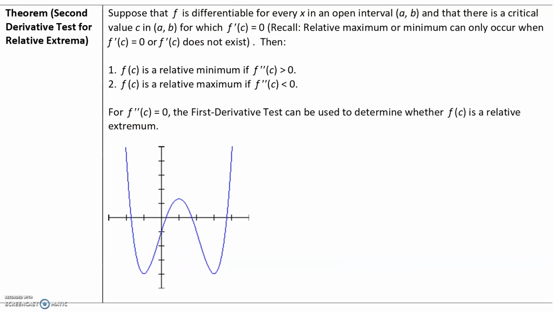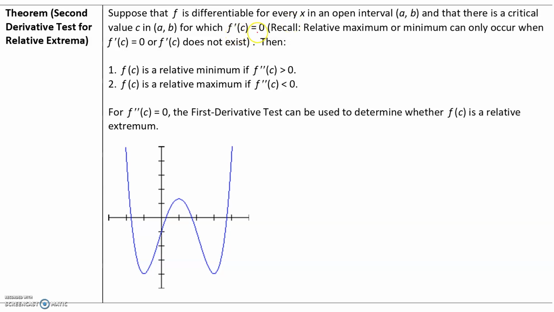Let's take a look at another example. Oh, another theorem, sorry. Let's say that f is differentiable, which means we can take the derivative for every x in an open interval. And there's a critical value c at which f prime of c equals 0.